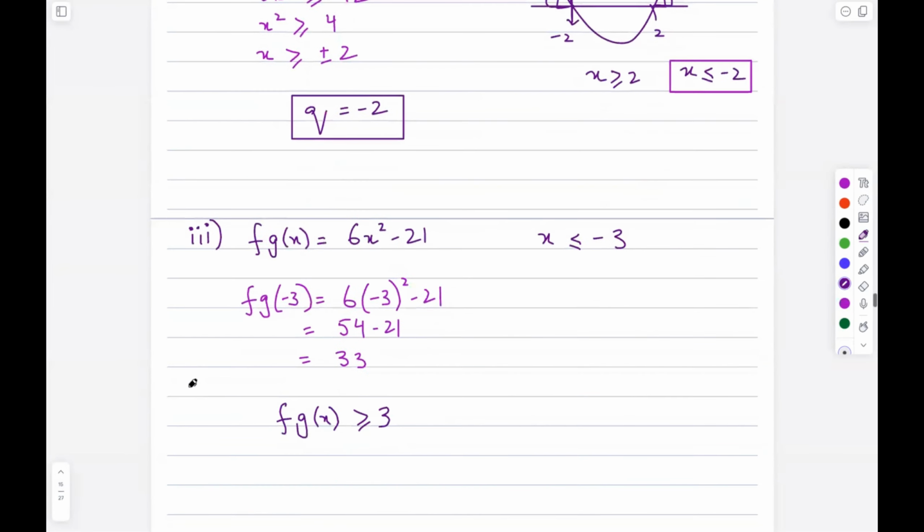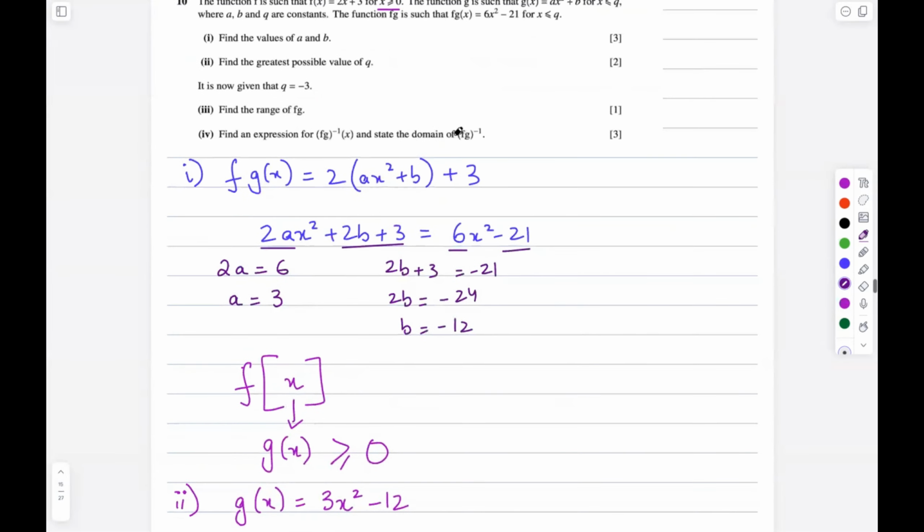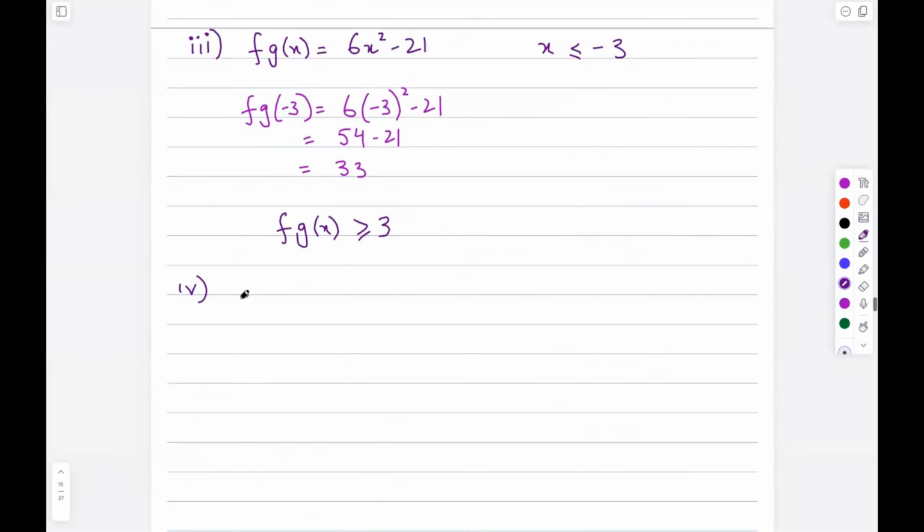In part 4, we have to find an expression for fg inverse and state the domain of fg inverse. Now the fg function is 6x squared minus 21. To find the inverse, we can first write it as y is equal to 6x squared minus 21. So this is not a 1 up here, this has to be a 21.